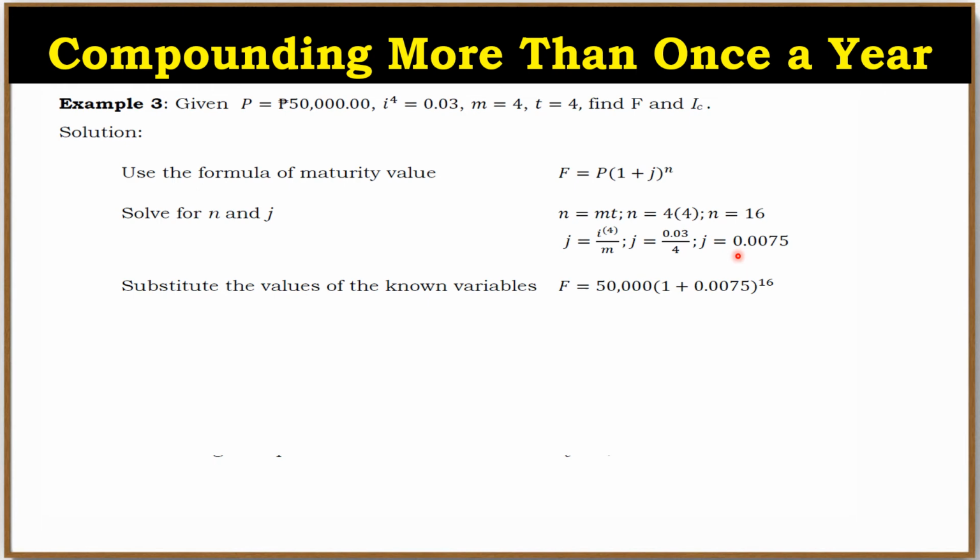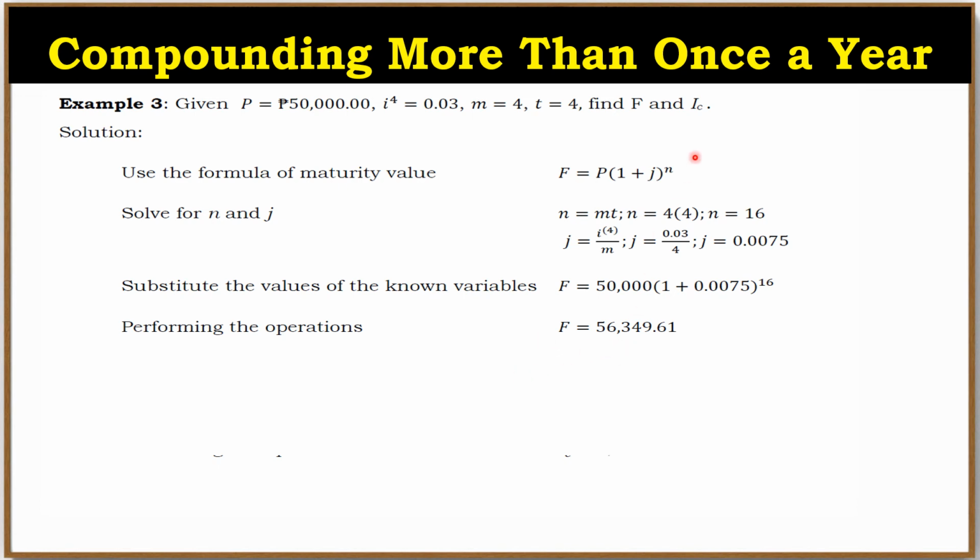Okay, now let us substitute 50,000 times 1 plus 0.0075 raised to the 16th power. So this time, you will just operate what's inside the parentheses. So 1.0075 raised to 16. Then after that, you have to multiply it by 50,000. And your answer is 56,349.61. So this is the future value.